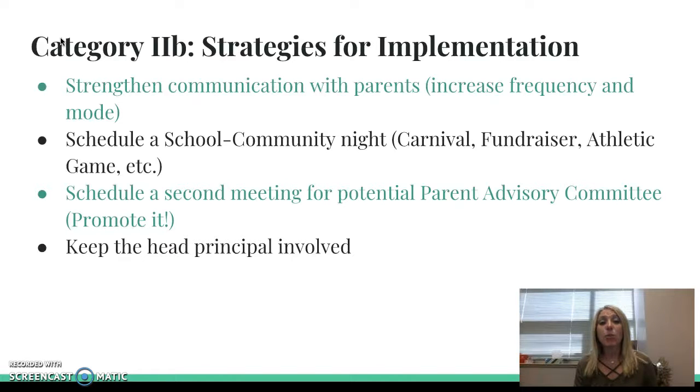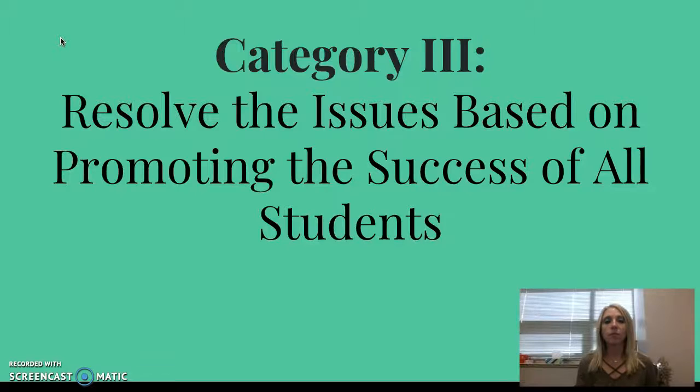We also need to schedule a second meeting for that potential parent advisory committee, and we need to promote it. We need to let parents know well ahead of time when it is and why we're having it, and we need to constantly be communicating this with the different modes of communication, letting them know. And we also, throughout this whole process, need to make sure that we keep the head principal involved.